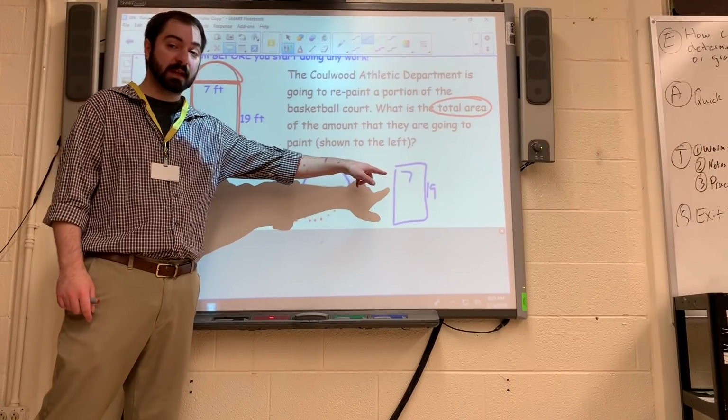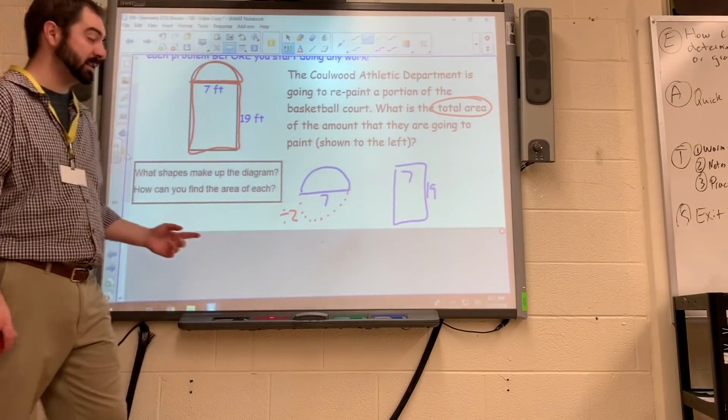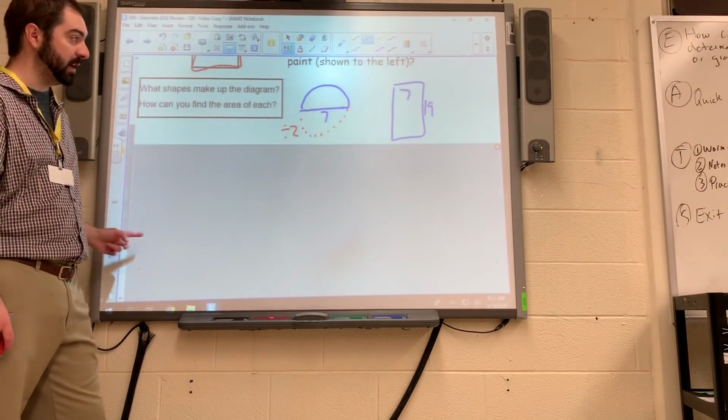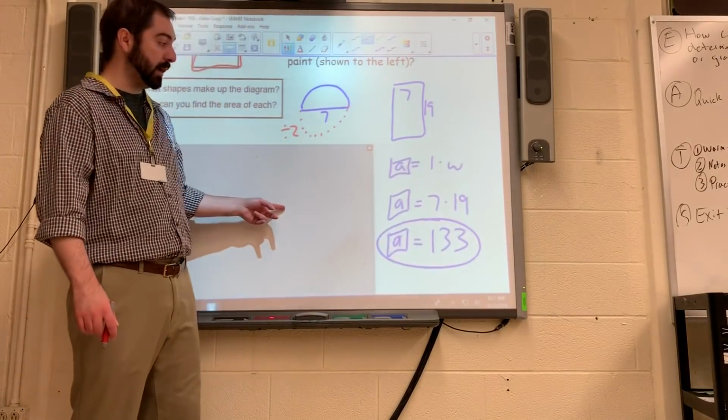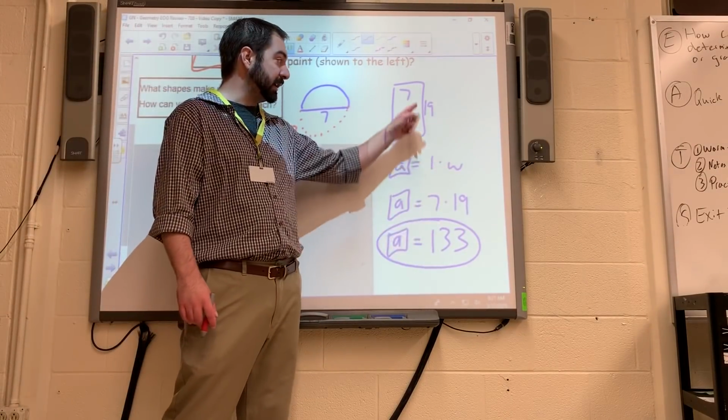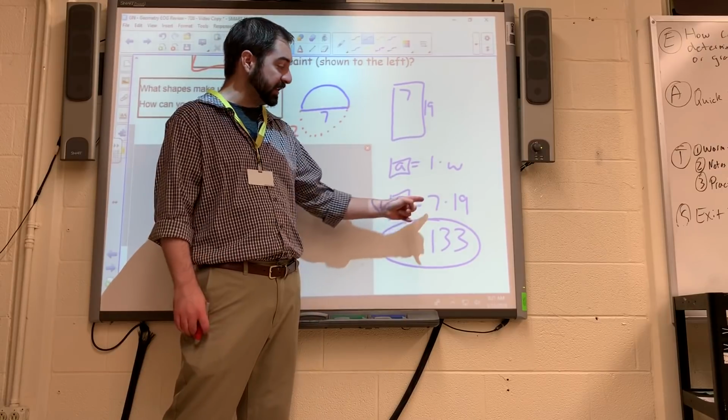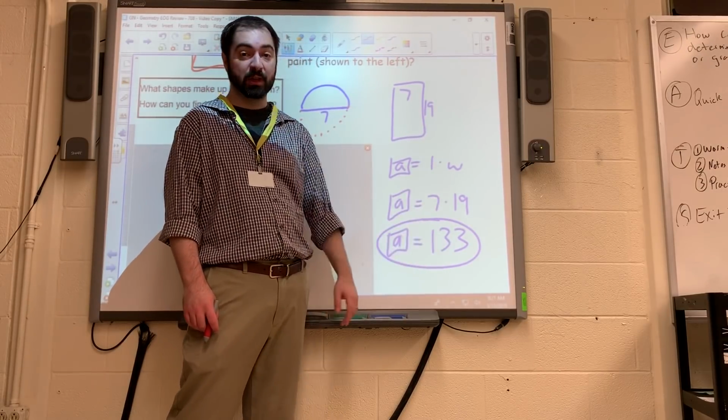I redrew my rectangle. I have a length and a width of 7 and 19. From there, let's take care of the rectangle first because that's probably the easier one to go about. We have area equals length times width. Again, all they gave me was the length and the width. Pretty easy stuff. 7 times 19 is 133.